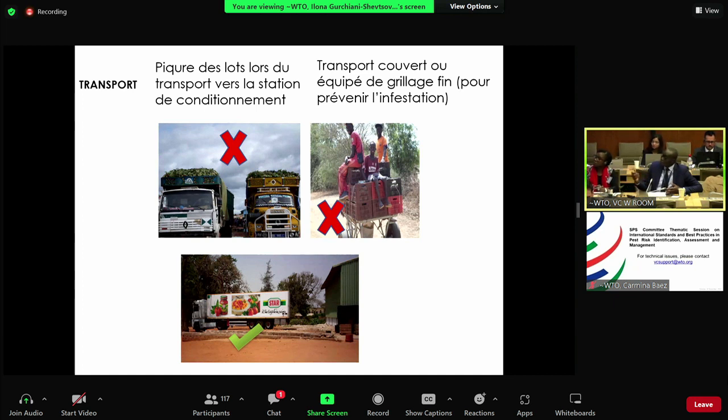Parce qu'il y a des piqûres qui peuvent se faire en cours de route, donc il faudrait toujours prendre toutes les dispositions pour bien veiller aux techniques de transport de ces produits du verger, c'est-à-dire de la zone de production vers les stations de conditionnement, parce qu'il y a des risques à ce niveau également, et tout est identifié. Suivant.